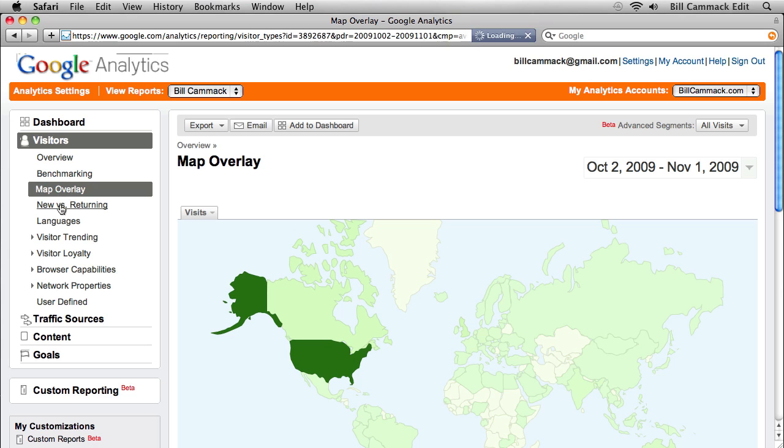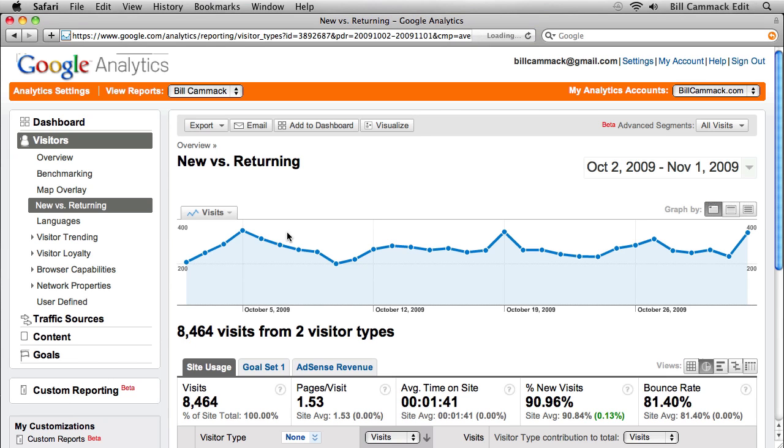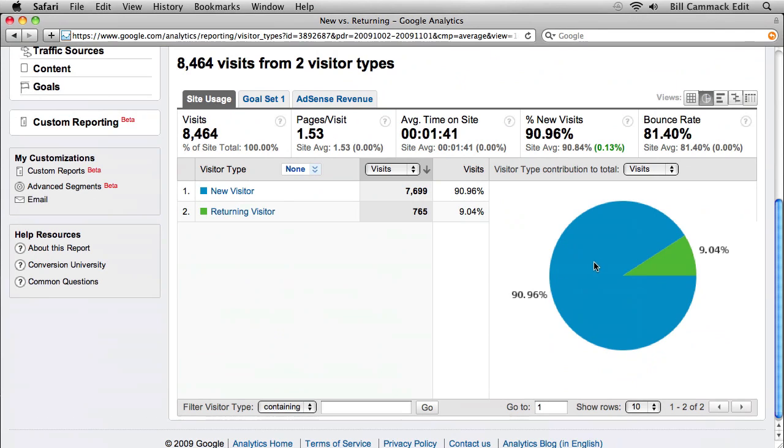New versus returning. Now, this is the big Pac-Man here. 90% new visitors, 9% returning. Like I said before, this could be a good thing or a bad thing depending on what you're trying to do with your site. If you're trying to get a bunch of people to find out about you, it's great to have unique visitors all the time, every month. If you're trying to get people to be consistent fans and passionate viewers, this is not good. 90% that don't come back is not good. 9% is just not good.